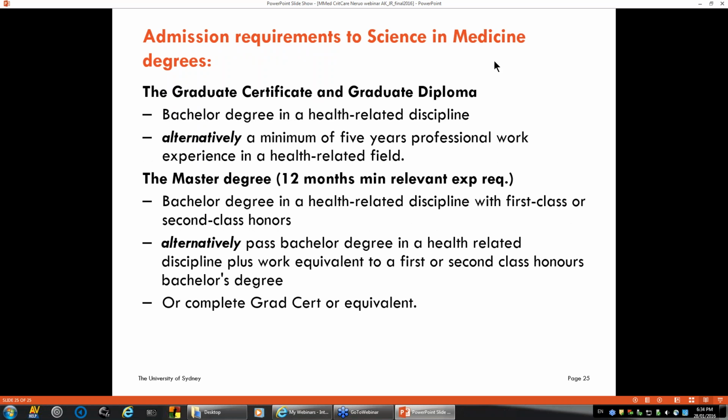The admission requirements to the degrees: for science, a bachelor degree in a health-related discipline is needed, or a minimum of 5 years professional work experience. The master's degree requires 12 months experience before you can complete the degree, and a bachelor degree in a health-related discipline with first-class honours or second-class honours, or alternatively a pass in a bachelor's degree in a health-related discipline plus work equivalent to first or second-class honours. Or complete the grad certificate or equivalent. So there's several entry points to the program, and as Annette's already explained, you can upgrade or downgrade what you've enrolled in before you finalise your qualification.